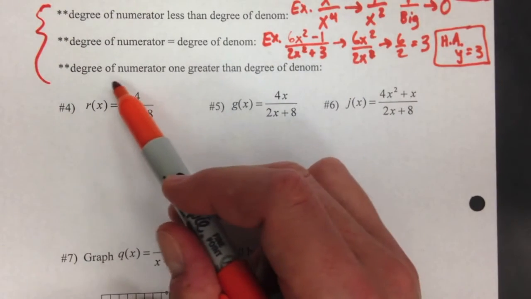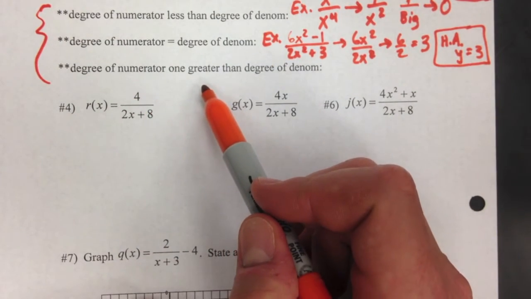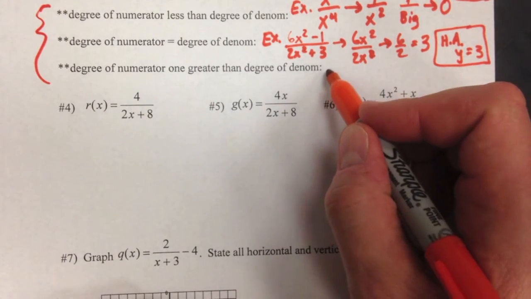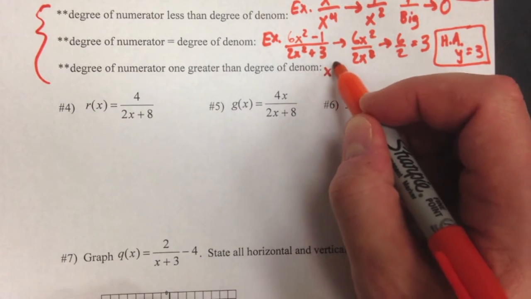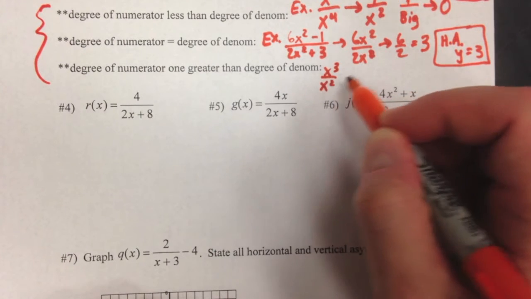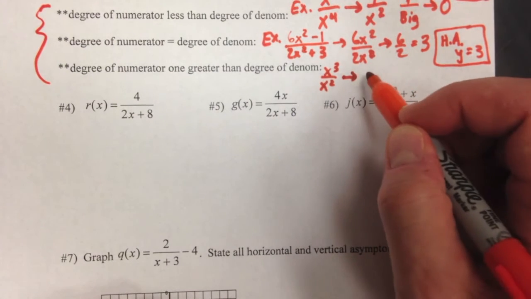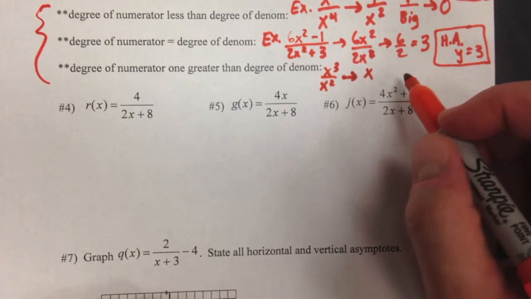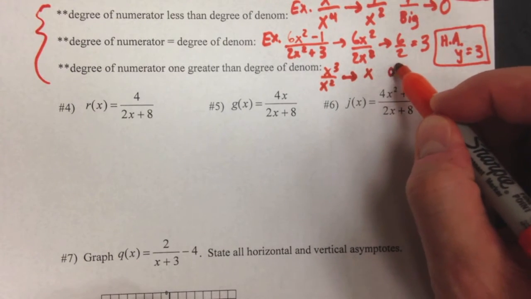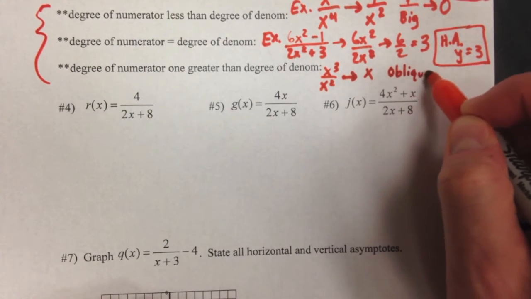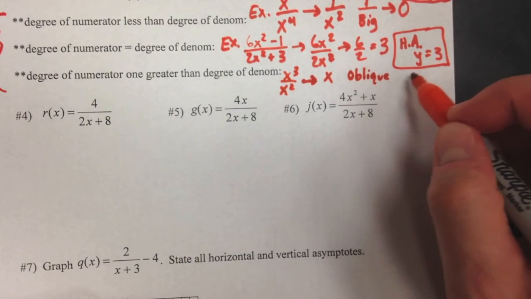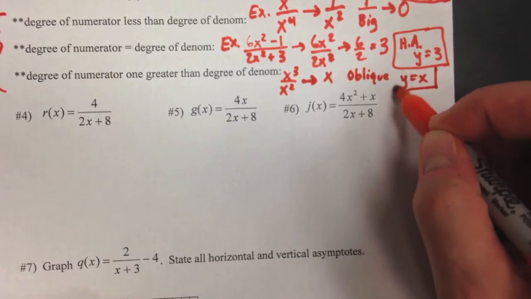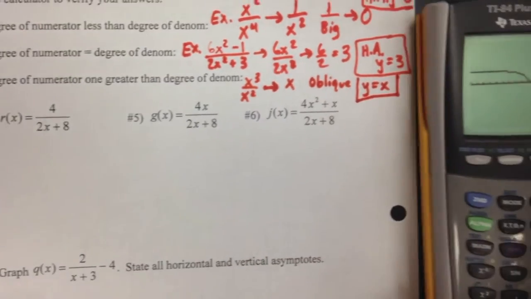What happens if the degree of the numerator is 1 greater than the degree of the denominator? Now in this situation, we're not really going to look at this very much, but if you had x to the third divided by x squared, you could simplify that to x over 1. That gives you a different kind of asymptote. It's called an oblique asymptote. And that would be y is equal to x, which is not going to be a horizontal line. It's going to be a slanted line.